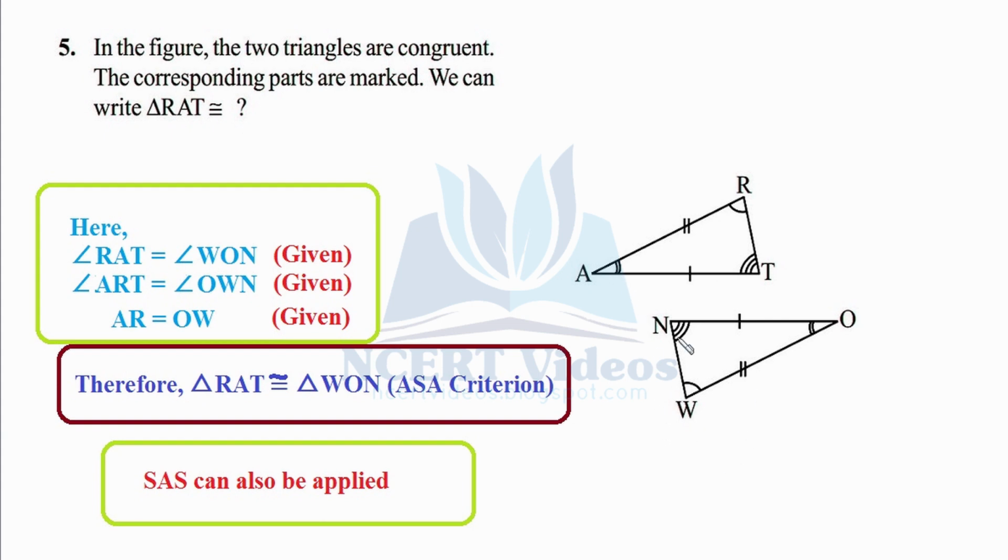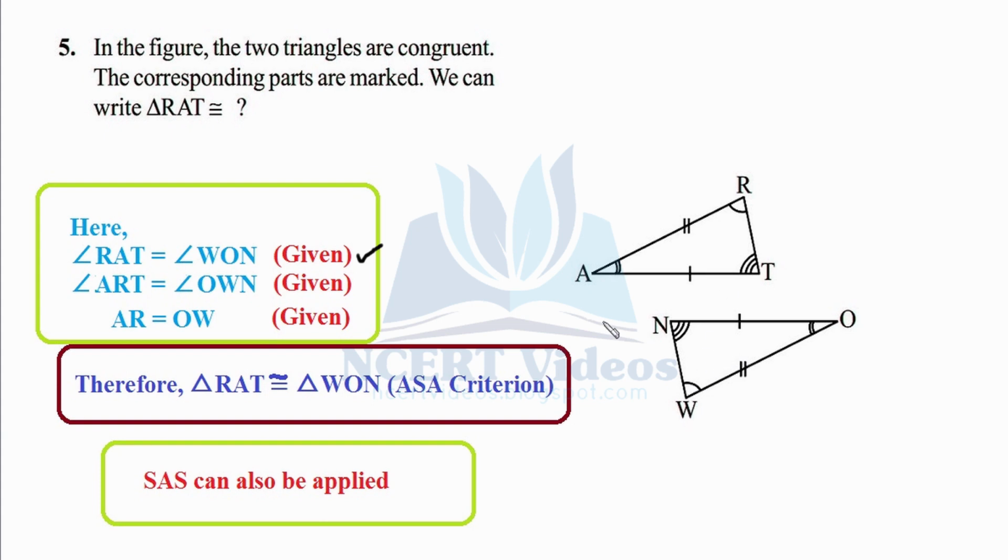Here, if you see that angle RAT is equal to which angle here? This one, because this is represented by two arcs. It means angle A is equal to angle O, and the reason is given. Therefore, we wrote given as we did in the previous question. Another angle that you can see here is angle R, or you can say angle ART is equal to angle OWN, because it is represented with a single arc.